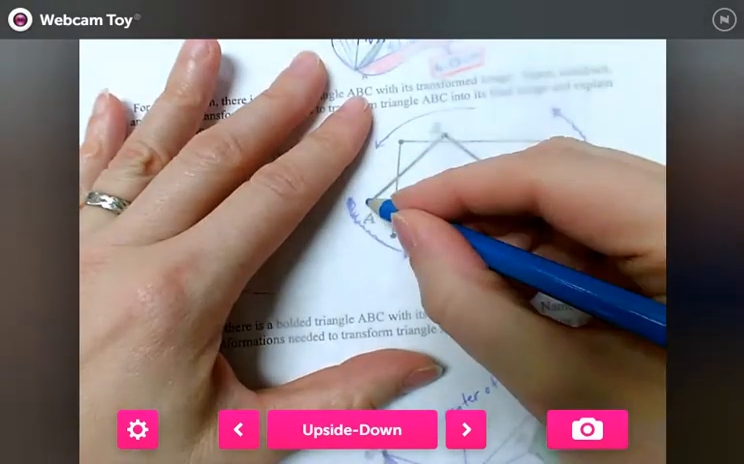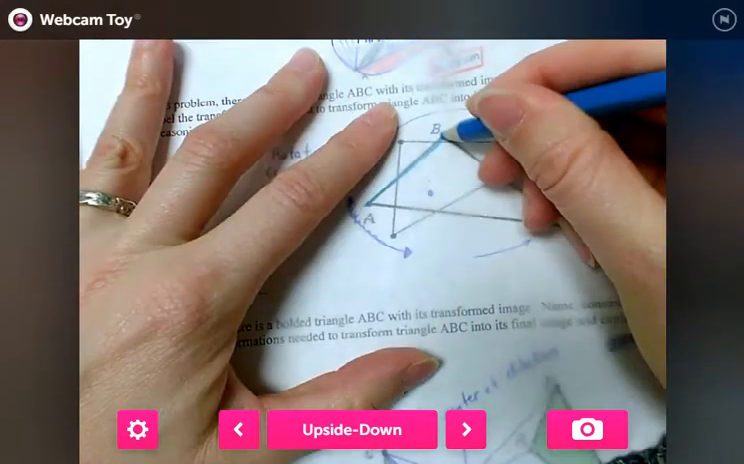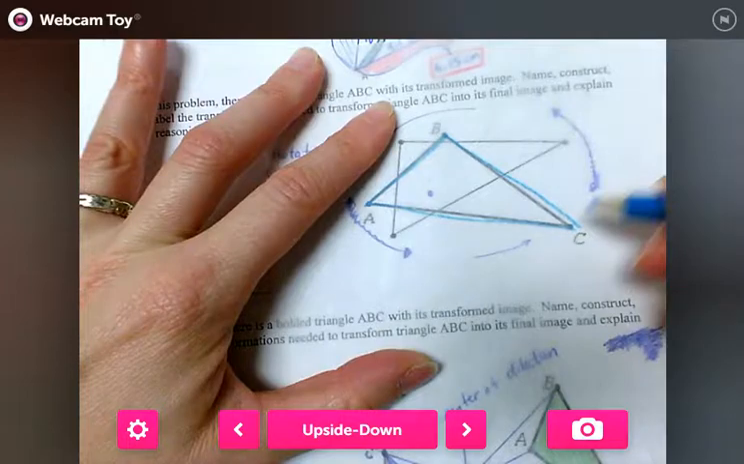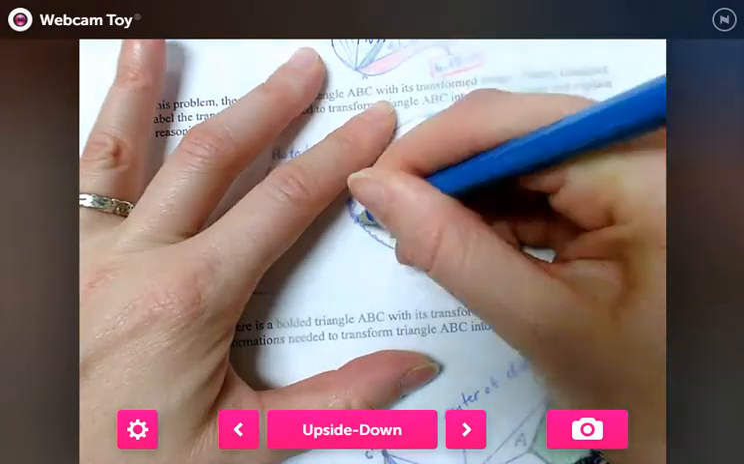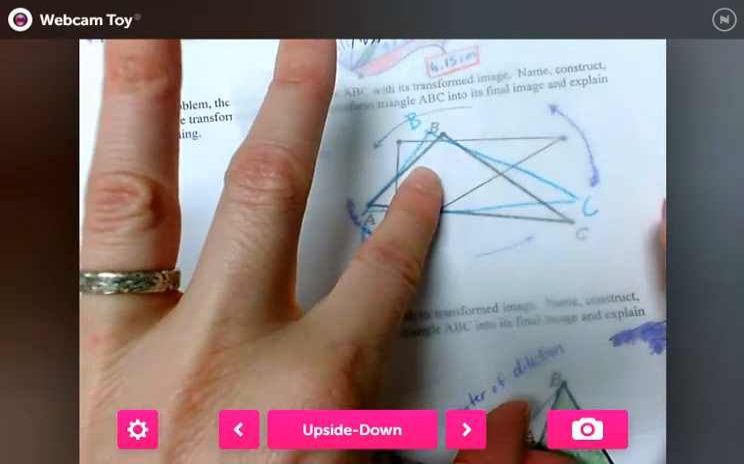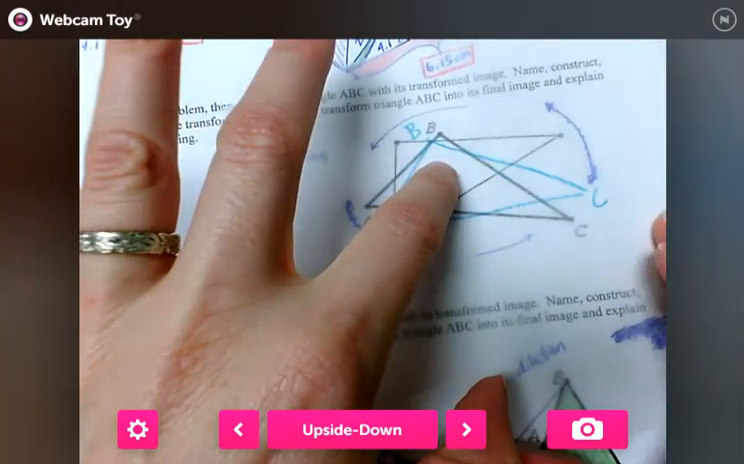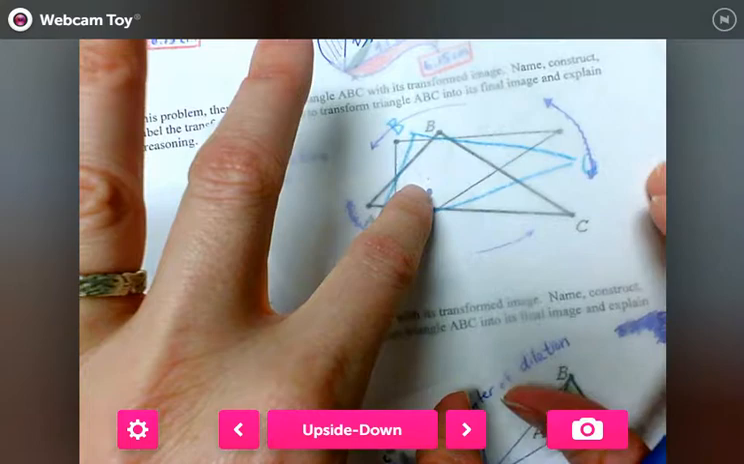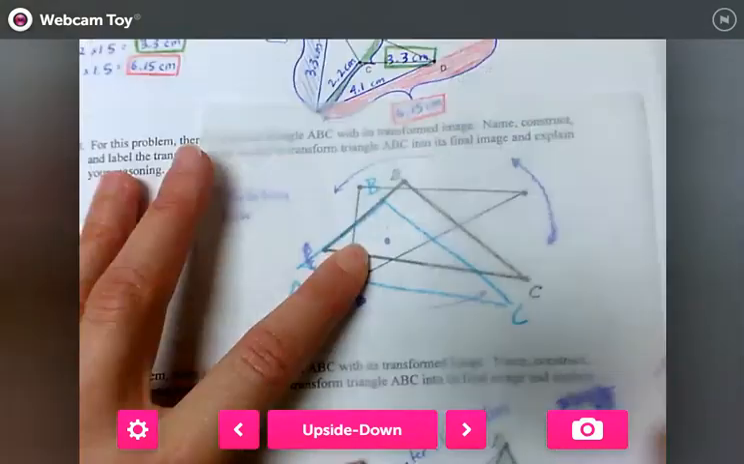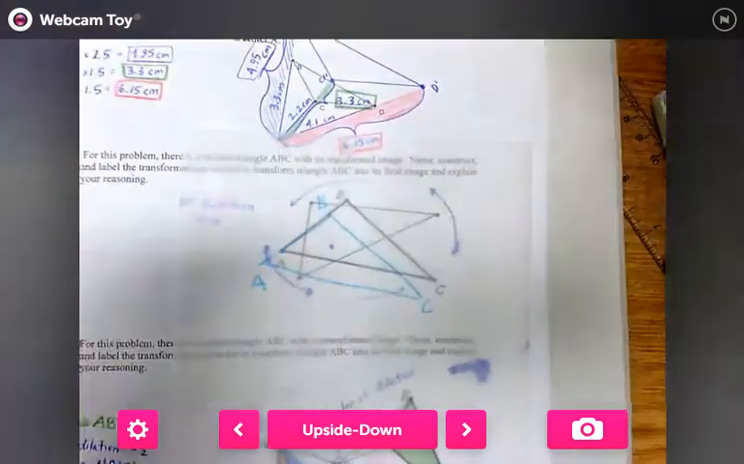Okay, so I pull out the patty paper. I trace the triangle, the original triangle. I like to actually label it just so I kind of have an idea. And then it's all about picking a spot and seeing where will work to rotate it. Okay, so if you're looking, I'm going to zoom this out a little bit so you can kind of see.